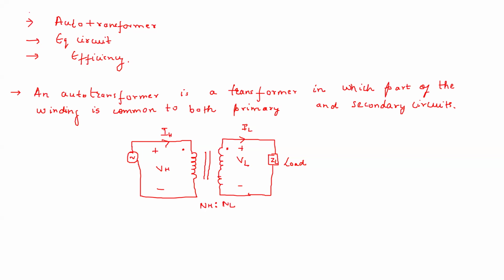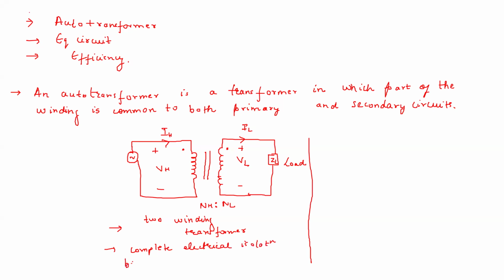Okay, so in this circuit, in this two winding transformer, we have the complete electrical isolation between the primary and secondary circuits. You can see here we have one circuit and here we have another circuit. Now the ground for this circuit suppose is this, and suppose the ground for this circuit is this. So we can see that these two grounds are not connected together, they are electrically isolated. Okay, so you see in the two winding transformer you have a complete electrical isolation.